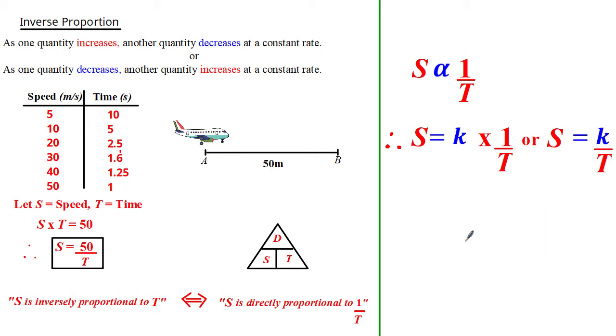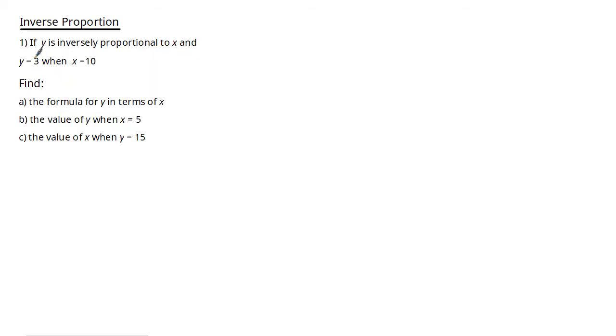Okay, so let's use our understanding of inverse proportion to tackle some problems using formulas. So the first question says that if y is inversely proportional to x and y is equal to 3 when x is equal to 10, part A asks us to find the formula for y in terms of x. Okay, so since we're told that y is inversely proportional to x, we can write y ∝ 1 over x, as we saw in the previous slide.